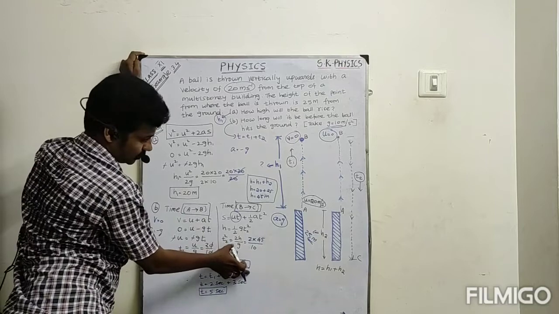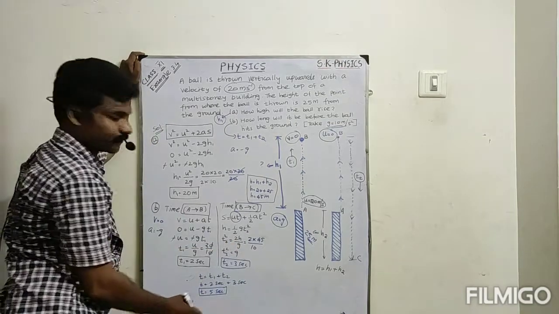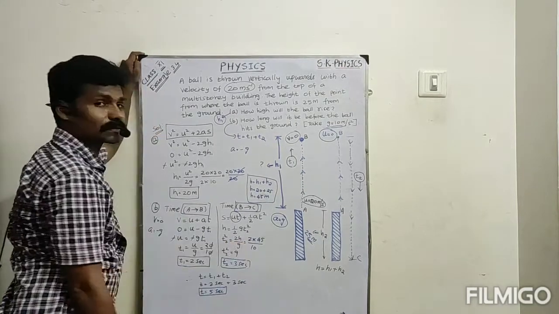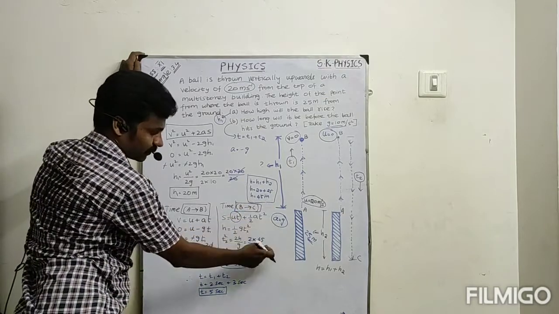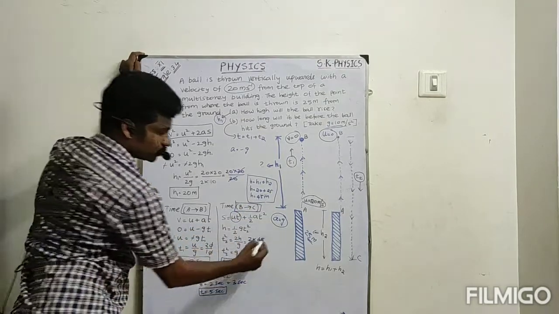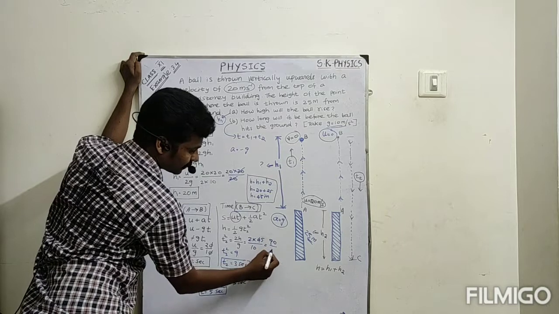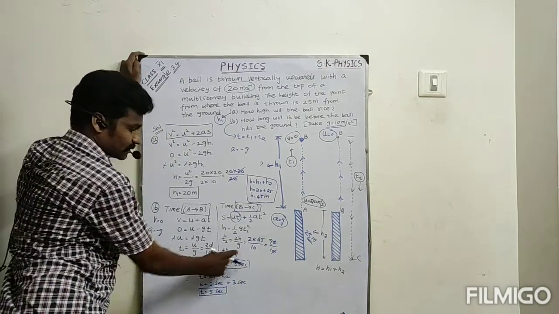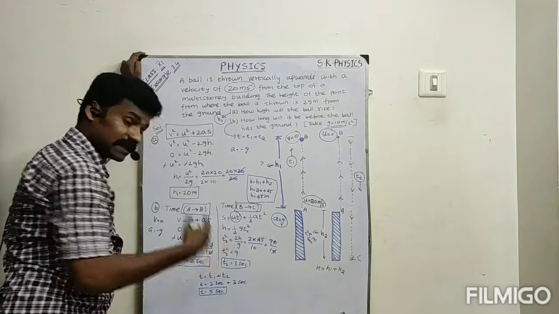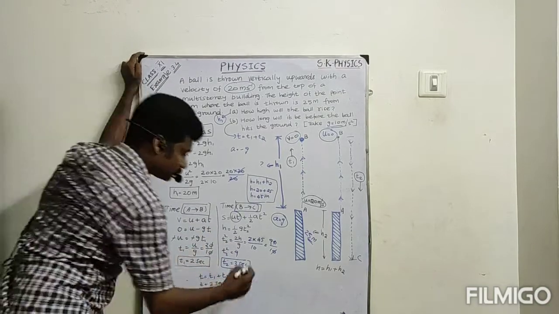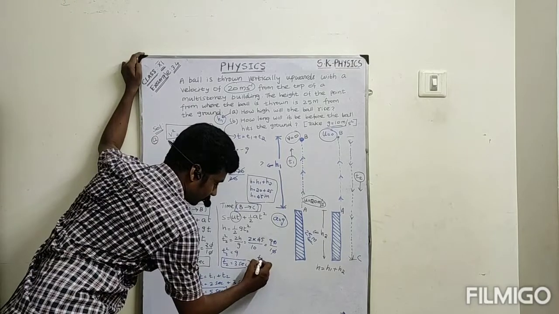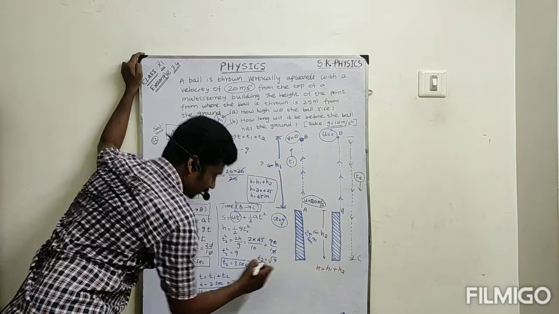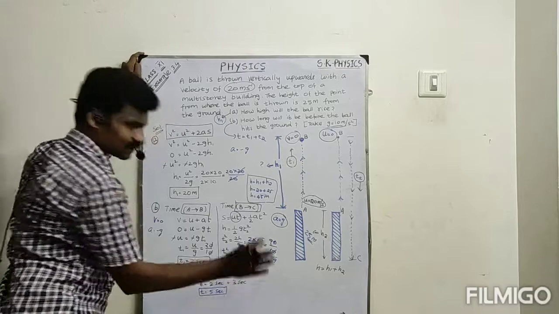Therefore, t2 squared is equal to 2h divided by g. So 2 into the h value. The h value you already know is 45 meter, divided by 10. So 2 into 45 is 90, divided by 10. 0, 0 cancel. So the remaining is 9. So t2 squared is equal to 9. Therefore, t2 is equal to the square root of 9, which is 3 seconds.